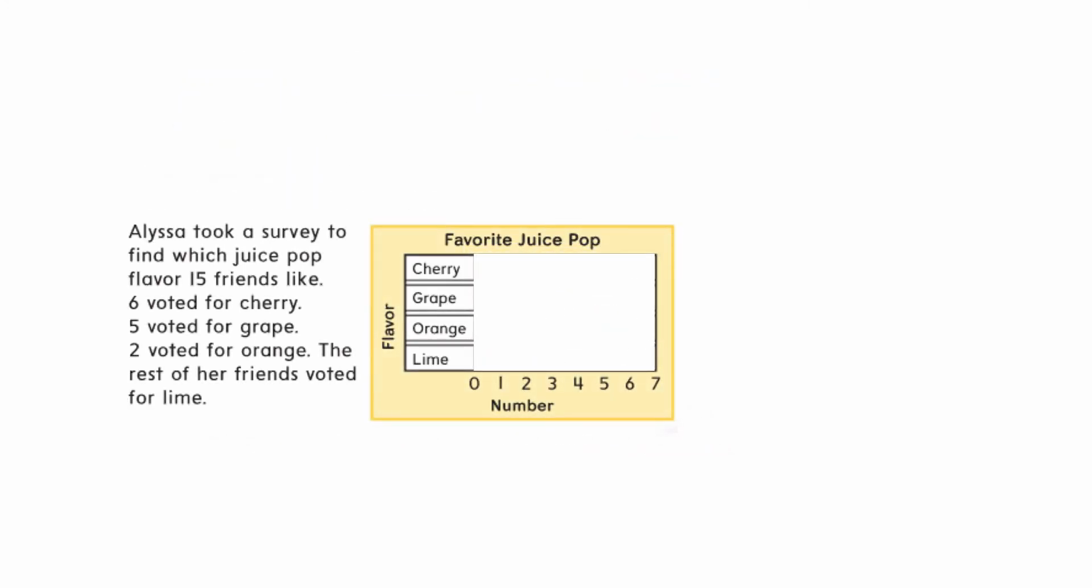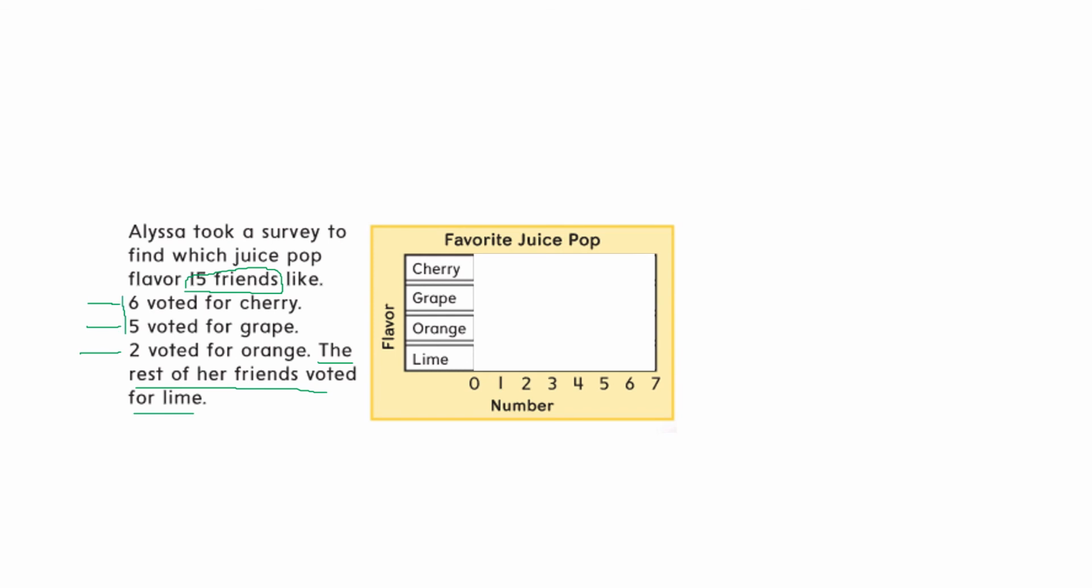Okay, so let's take a look at this here. We can use a bar graph to help us figure out a problem. Alyssa took a survey to find which juice pop flavor 15 friends like. 6 voted for cherry, 5 voted for grape, 2 voted for orange. The rest of her friends voted for lime, and that's the problem. We don't know how many people voted for lime, but we can easily figure it out. We know that there were 15 friends altogether, and we know what 6 of them said, and what 5 more of them said, and what 2 more of them said.